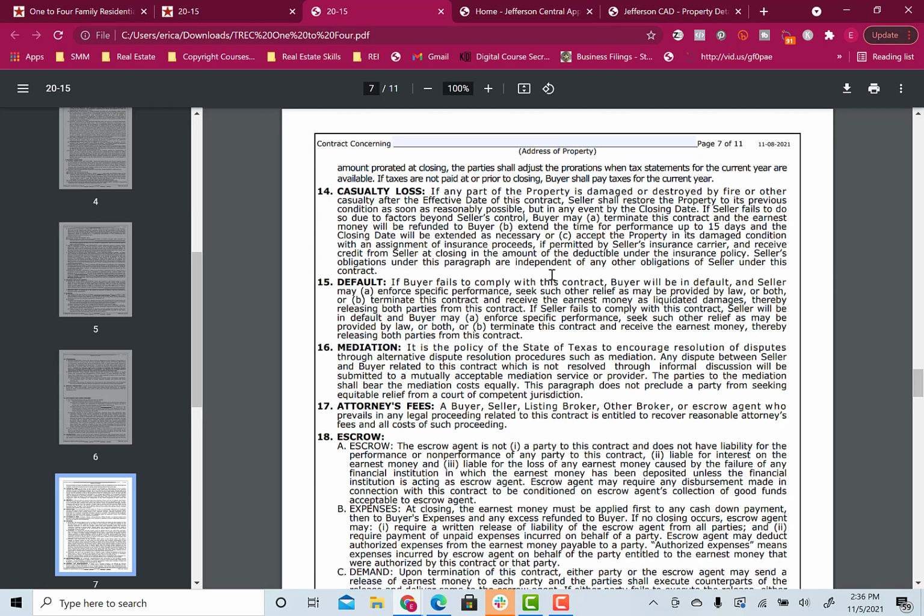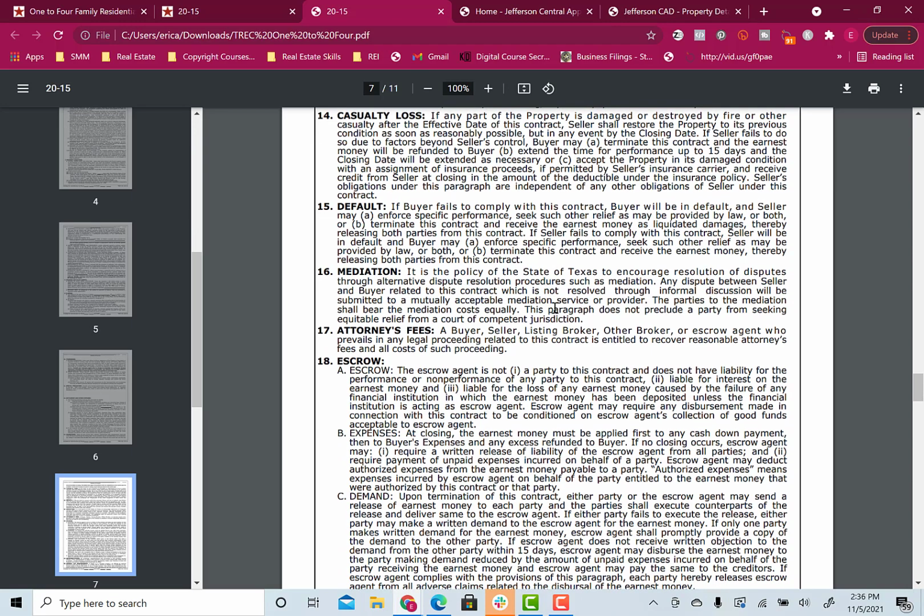Casualty loss has to do with if there's a hurricane or a tornado or a fire or anything like that, and it burns down during the time of the contract, then the seller shall return it to the same condition it was in, or it will allow you to terminate the contract and be refunded. All the money that the buyer has put down on the earnest money can be refunded. So that is certain things that you can do with casualty loss.